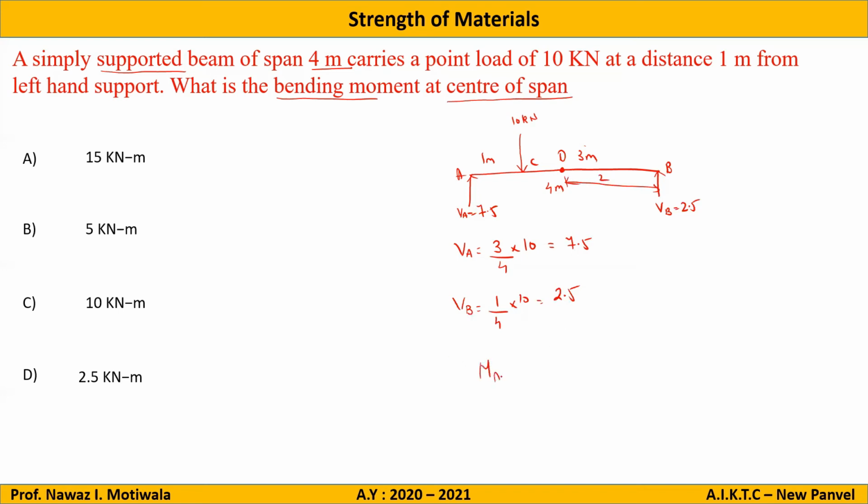So I will write moment at D. Consider only the forces on the right hand side. So there is only one force here, this one, making an anti-clockwise moment. So it will be 2.5 multiplied by 2, which is equal to 5 kilonewton meter. So answer is D.